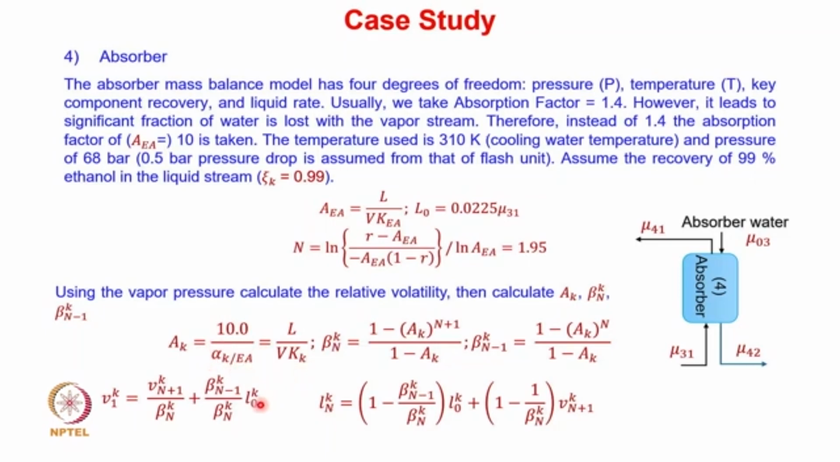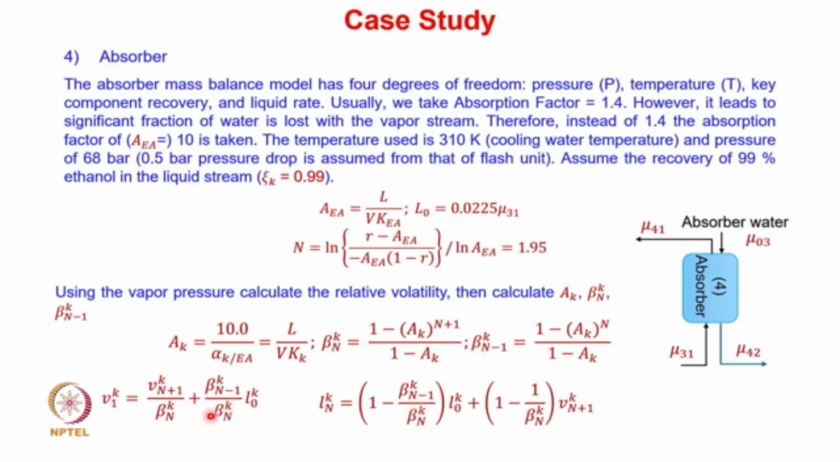And these different constants like bnk and bn minus 1k can also be obtained by using the absorption factor. So the procedure here is by using the vapor pressure data. Vapor pressure we can get from the Antoine equation, we can calculate the relative volatility, and once we get the relative volatility we can use it in this equation and calculate AK. Once we get AK we can calculate bnk and bn minus 1k, and once we have obtained this, then we can write down the mass balance for vapor and the liquid phase directly in the form of fractions here.